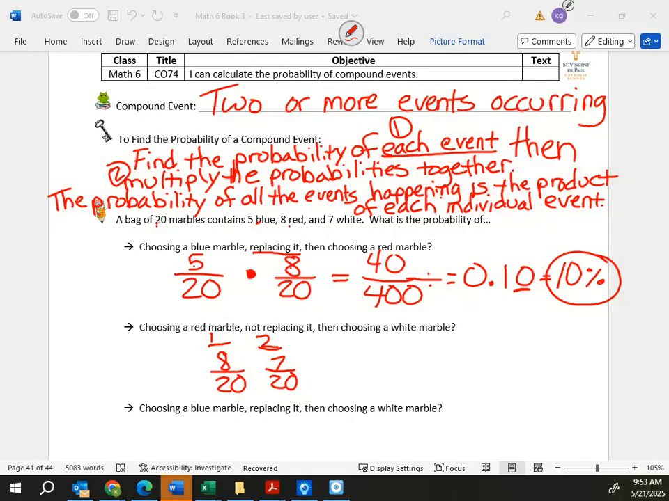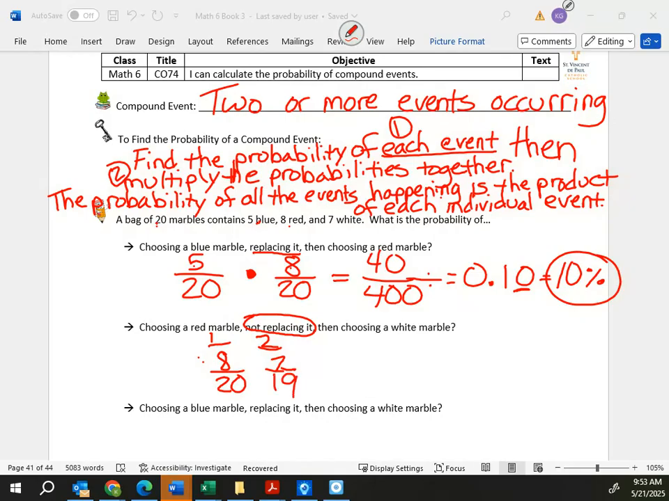Emma? No. Why not? Because you're not replacing it. Because we always have to check, are we replacing after every event? This time it said not replacing. So if we picked a marble out for our first event, how many marbles are going to be left in our bag, Liam? We picked a marble out here, out of the 20. So I've got 1 marble in my hand. How many are left in the bag? If I had 20, and I take 1 away, 19.